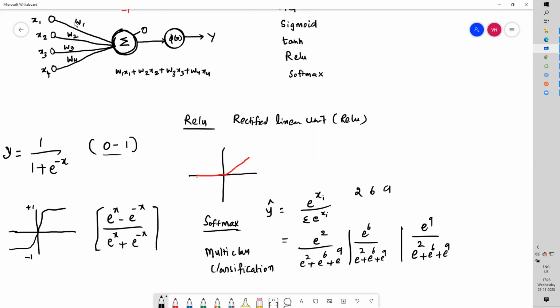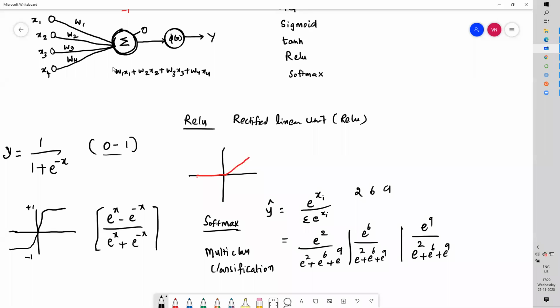So this is 1 into 0.5, which is 0.5. This one is 1 into 0.2, which is going to be 0.2. So 0.5 plus 0.2 is 0.7. That is what is generated by the summation function.